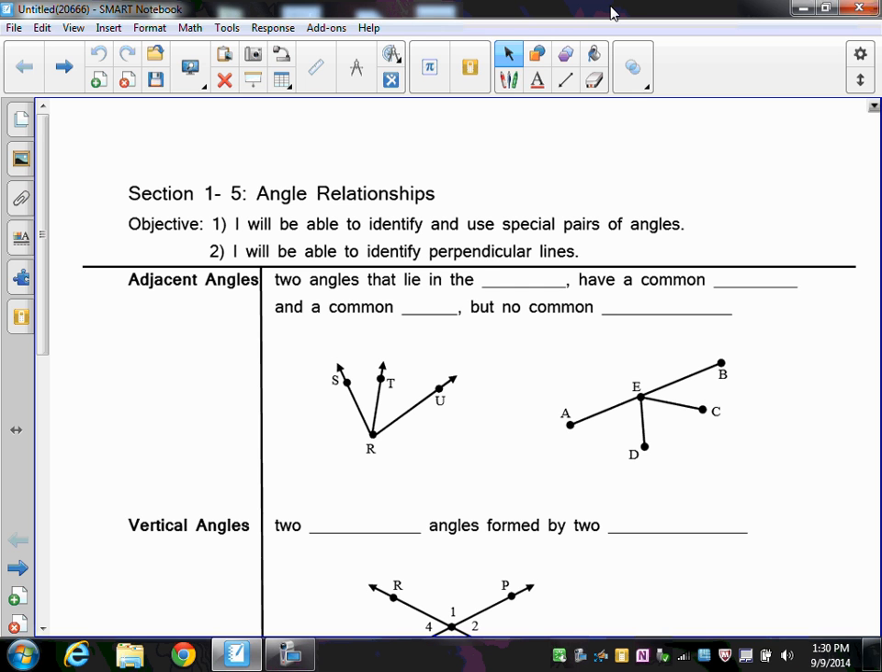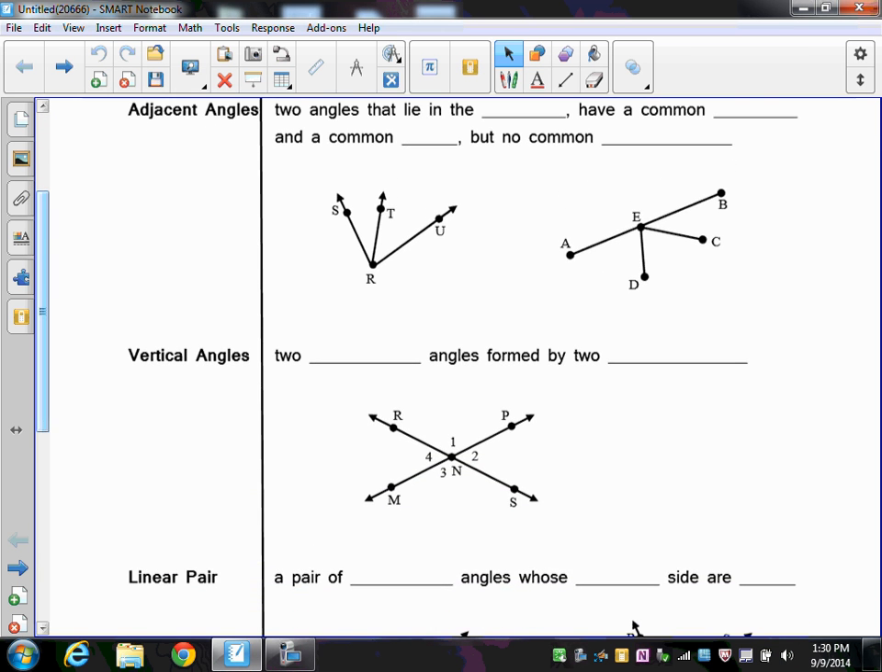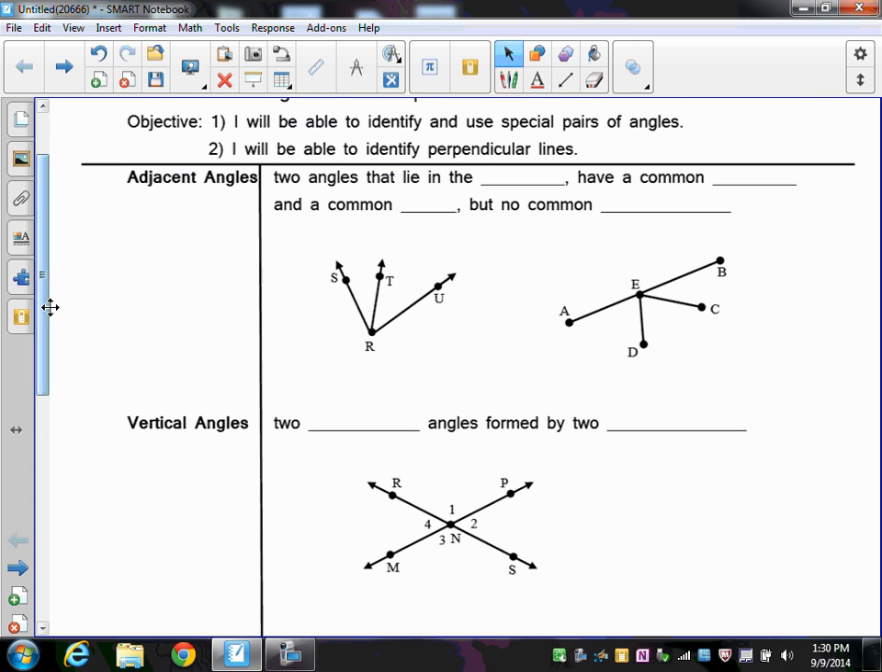The objectives are: number 1, I will be able to identify and use special pairs of angles, and number 2, I will be able to identify perpendicular lines. So this section mostly just has a lot of different vocabulary words for you to learn. The first vocabulary words are adjacent angles.